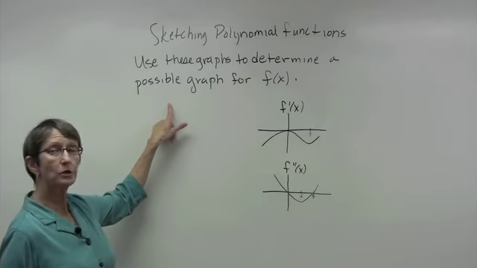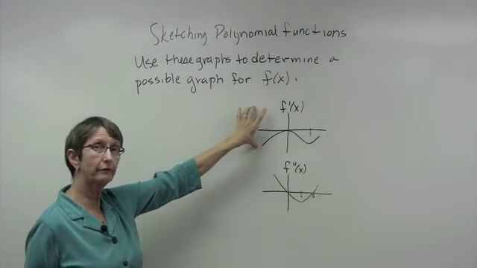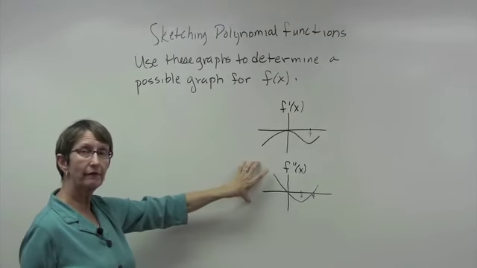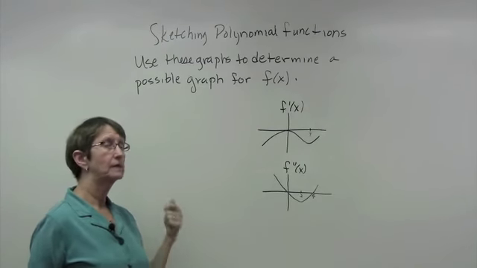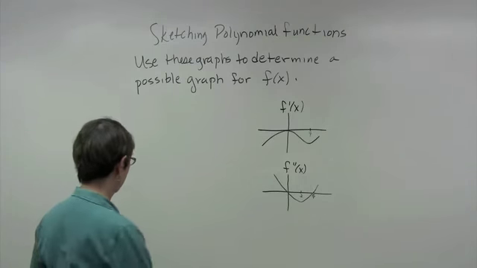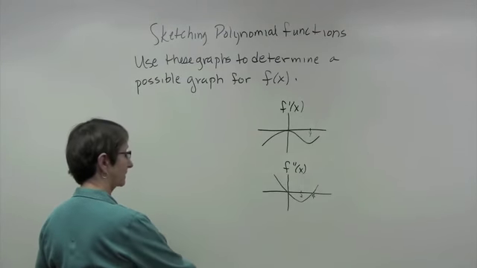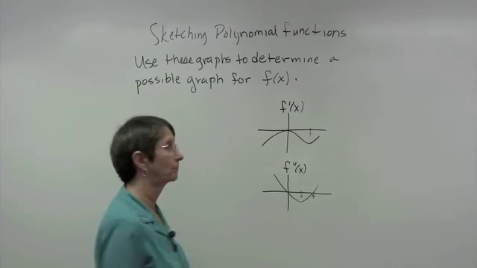We're going to try to sketch a polynomial function, but this time we want to use the graph of the first derivative and the graph of the second derivative to sketch the function f. So let's think first, what does the graph of the first derivative tell us? Well, when I have the first derivative, I think in terms of is it positive, negative, or 0.